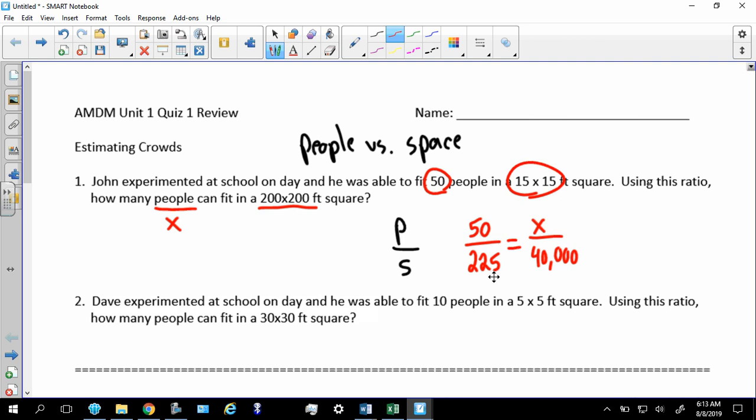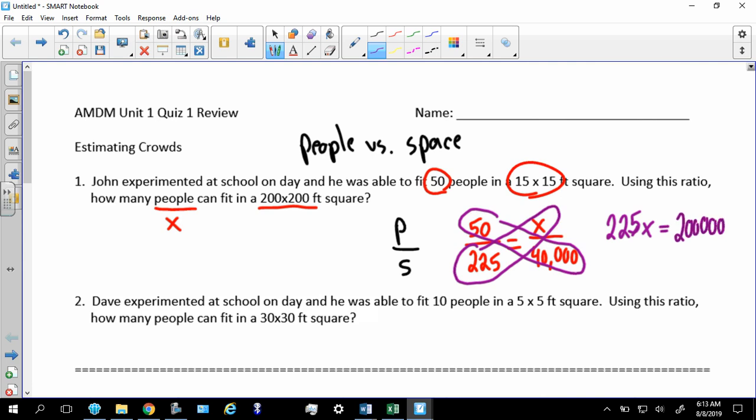And so when I cross multiply, I'm going to multiply 225 times x, and I'll get 225x is equal to 50 times 40,000. And that looks to be 2 million. All right, so here I'm just going to divide by 225. And I believe I'm going to get a decimal, but I'm just going to round to the nearest whole. My answer, x, will be 8,889 people.